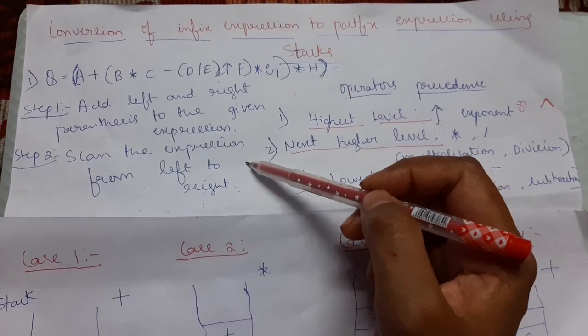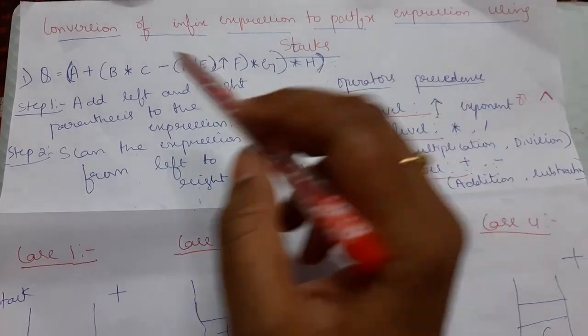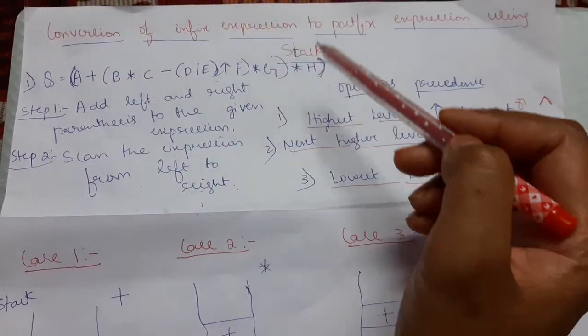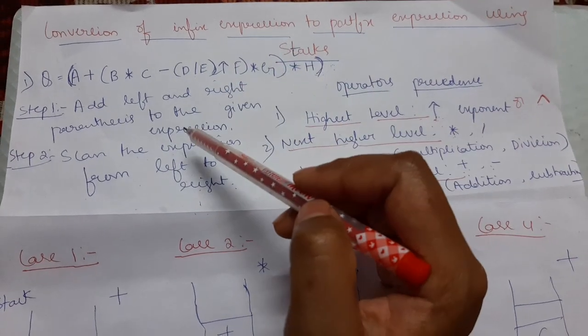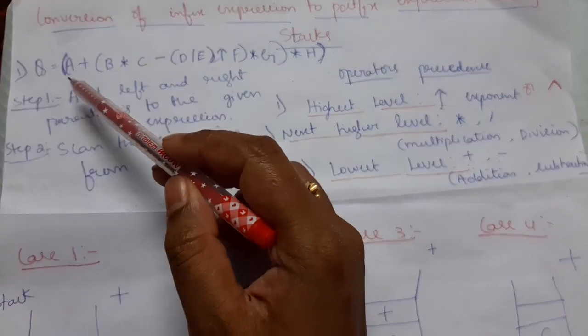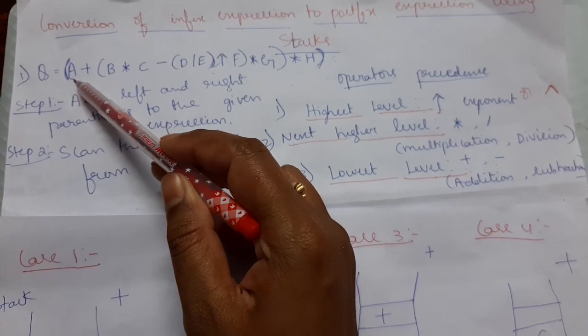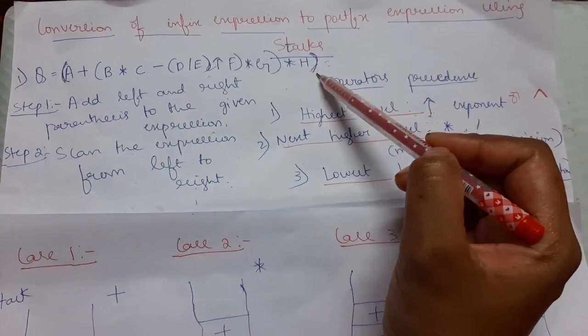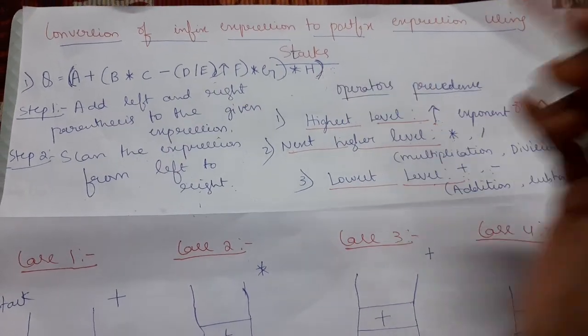Step 2 is scan the expression from left to right. After adding left parenthesis and right parenthesis, you have to start scanning the expression from left to right, that is from the starting of the expression to the ending of the expression. While scanning, you have to follow the procedure.